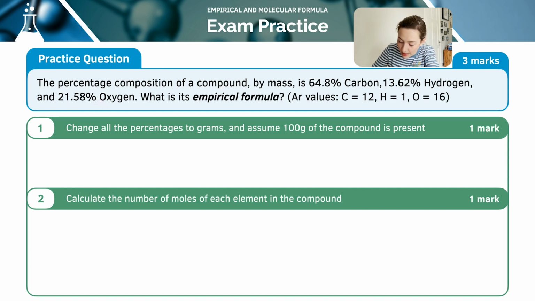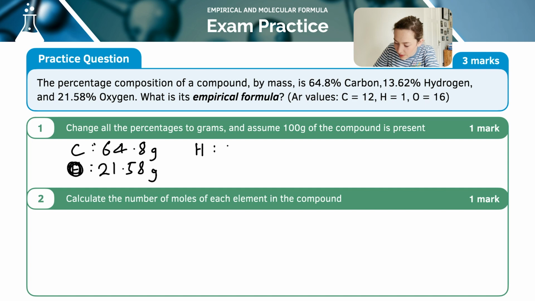So I can write that here. So by saying it's 64.8%, let's just change that into grams to make it so that we can calculate our answer. 21.58 grams. And, oh, that's my oxygen. Make sure that you read these carefully. 13.62 grams. Okay, then I'm going to calculate the moles of each of them.